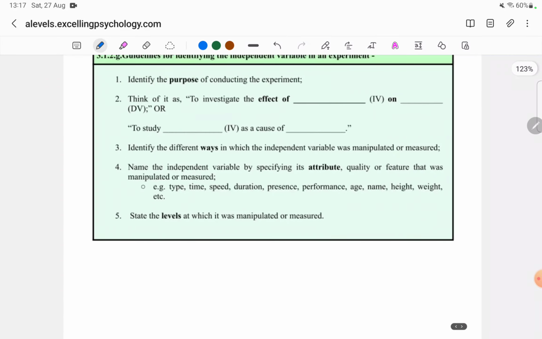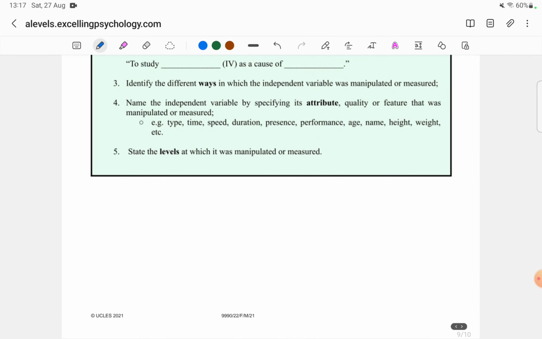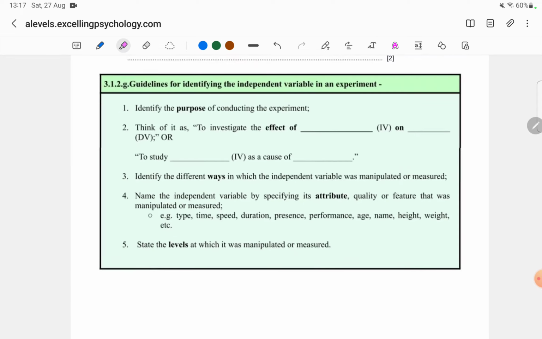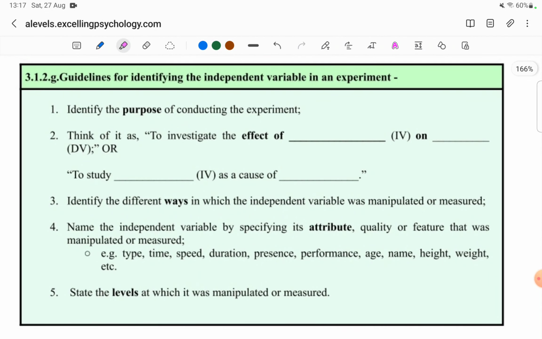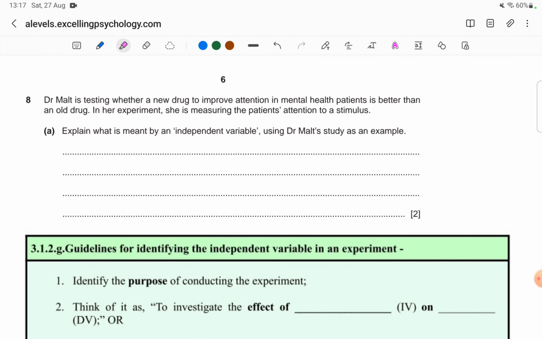Let's practice one more. The paper number is February-March 2021, variant 2. It's February-March, so it's going to be variant 2. Okay, coming to the scenario again. Dr. TM is testing whether a new drug to improve attention in mental health patients is better than an old drug. In her experiment, she is measuring the patient's attention to a stimulus.